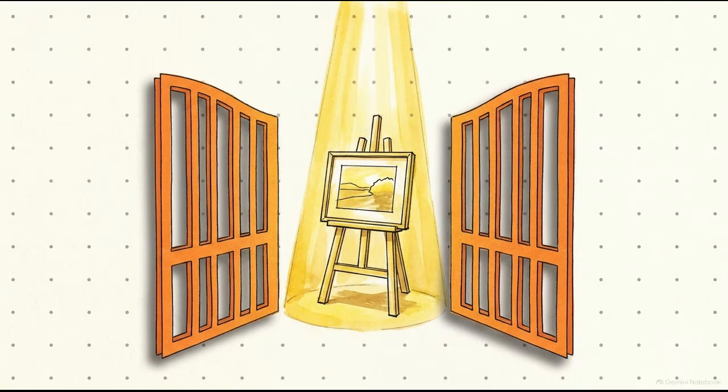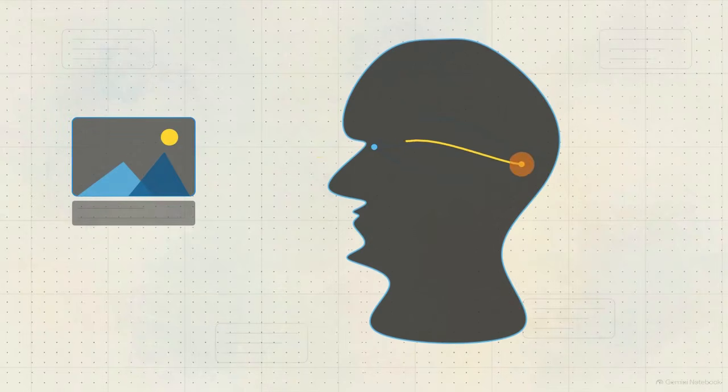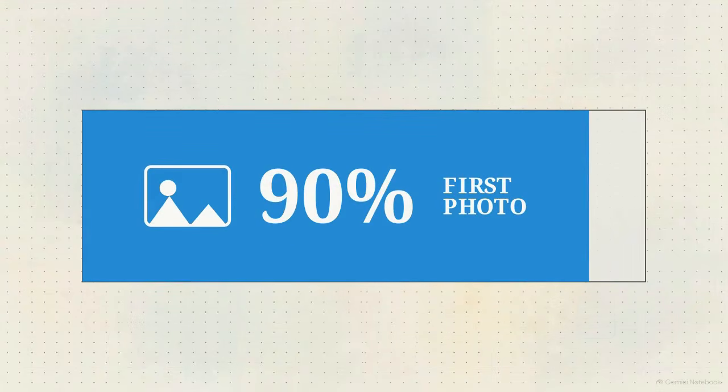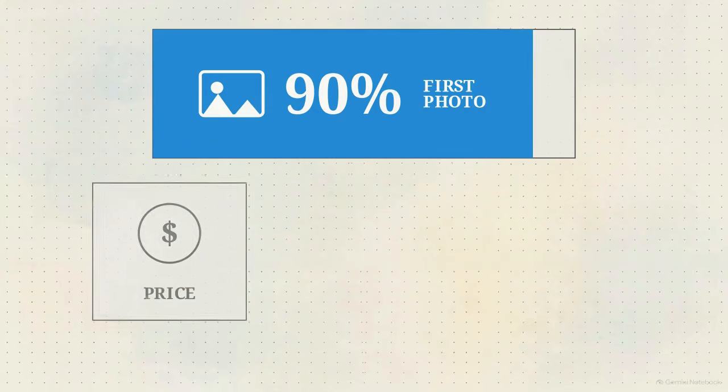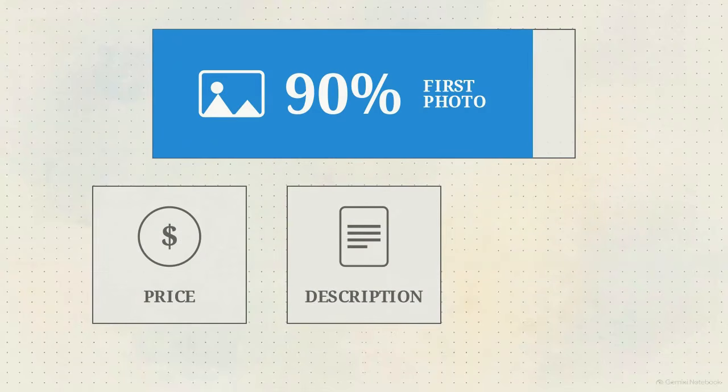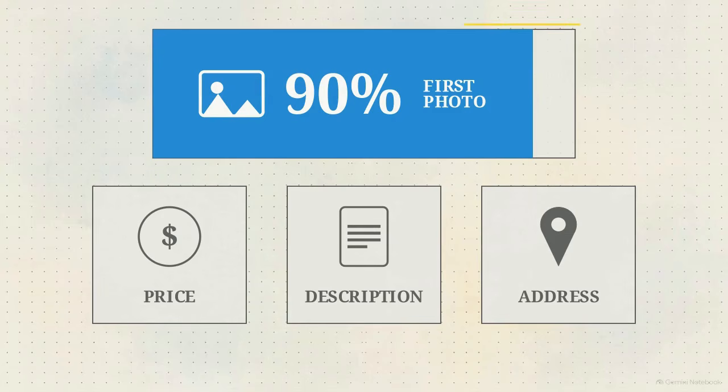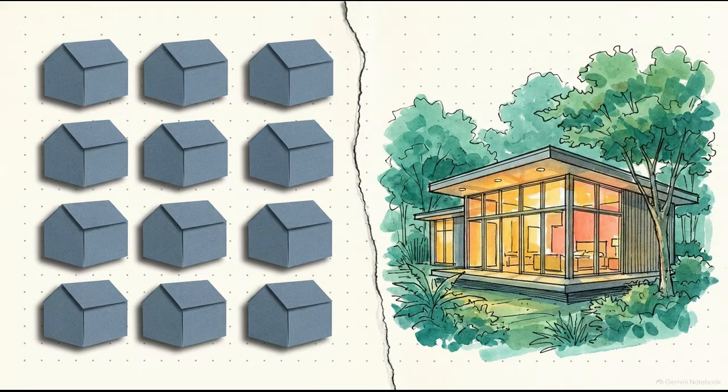Once a listing passes the search filter, it hits the second gate, the sales pitch. This gate targets the human visual cortex rather than an algorithm. The very first photograph accounts for more than 90% of the decision to click a listing. This reaction happens instantly. A buyer commits to that click before they process the price, read the text, or register the address.